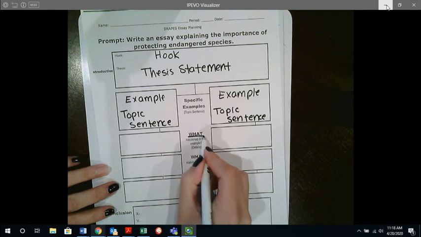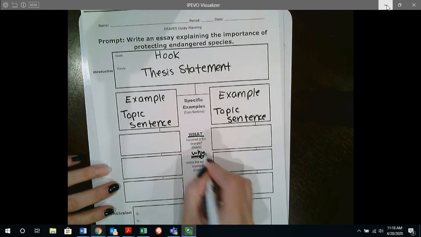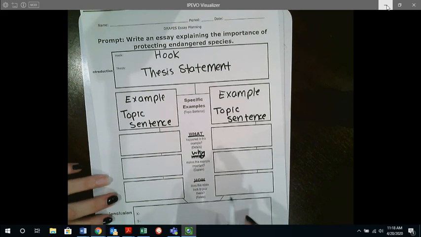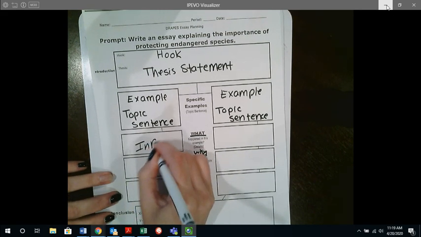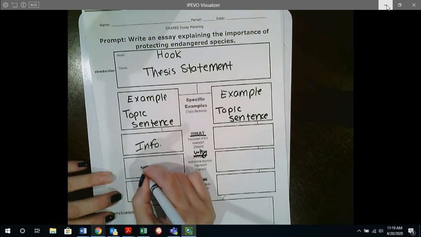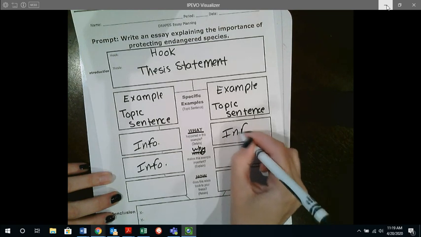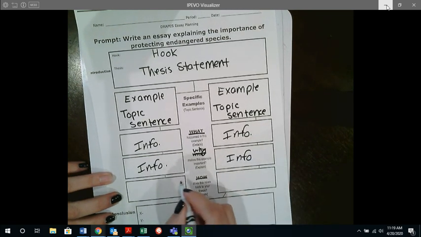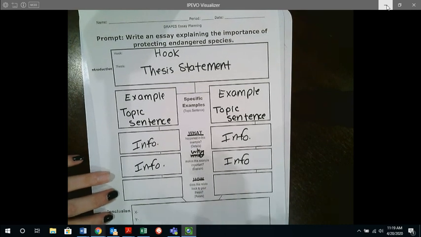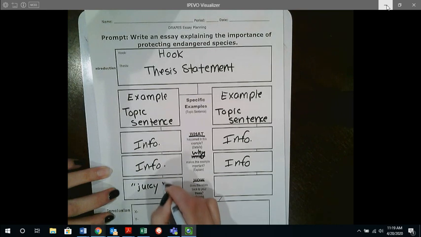We know that these little boxes are the what, the why, and the how. And all of this here is the information. I'm just going to put info for short. Info for information. All of this stuff are the details that you think are important. And in my class, I always call these the juicy details.